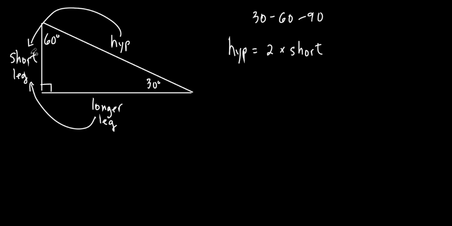What if the short leg was 6? What's the hypotenuse going to be? It's going to be 12. Okay, what if the short leg was 50? What's the hypotenuse going to be? It's going to be 100. Okay? Make sense? All right. So the hypotenuse is exactly twice as big as the short leg. Now, the long leg's a little different.